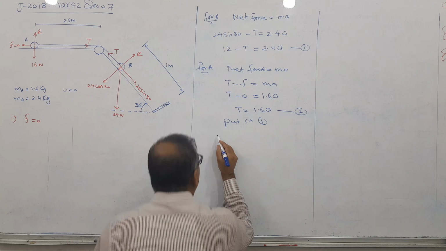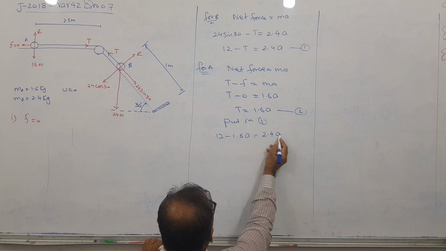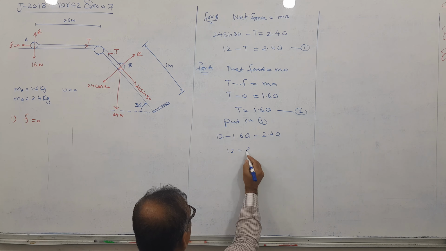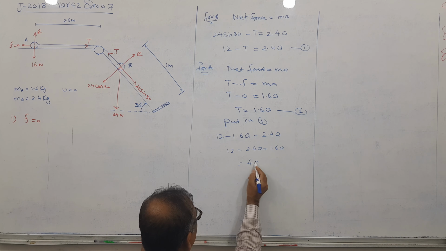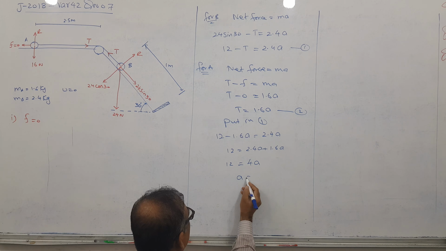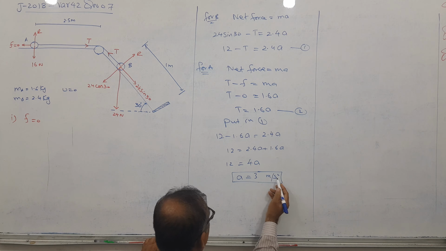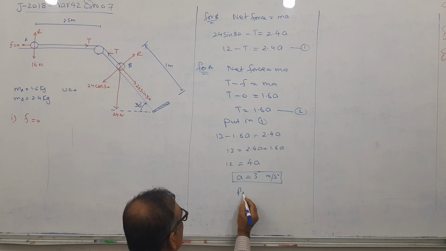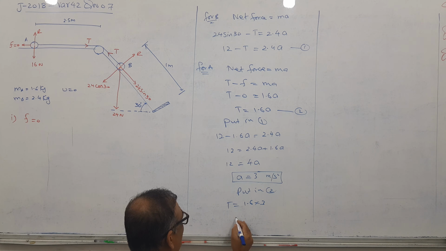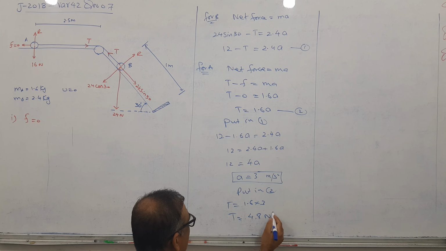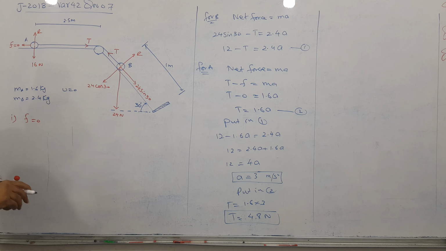So what happens? 12 minus 1.6A equals 2.4A. It goes there. So 2.4A plus 1.6A, I got 4A. So acceleration becomes 3 meter per second square. And this I put in 2. So I got tension 1.6 into 3, so 4.8 newton tension. So I think the first part we got very easily and clearly.